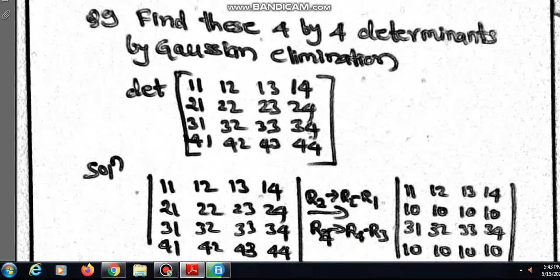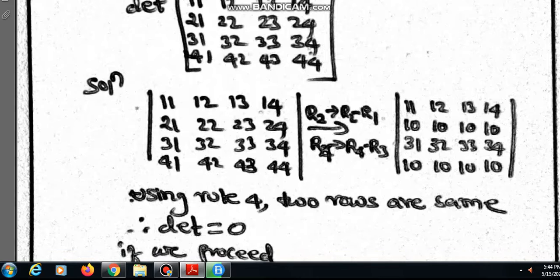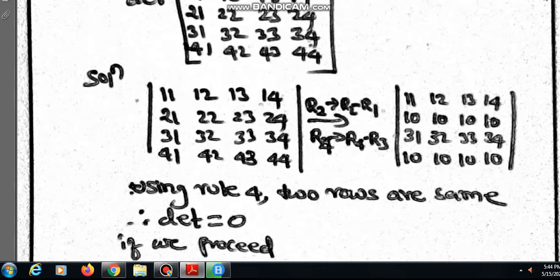Next problem asked here is to find these 4 by 4 determinants by Gaussian elimination. Find the determinant of this. So apply any of the row elimination methods. Just one illustration has been done here.